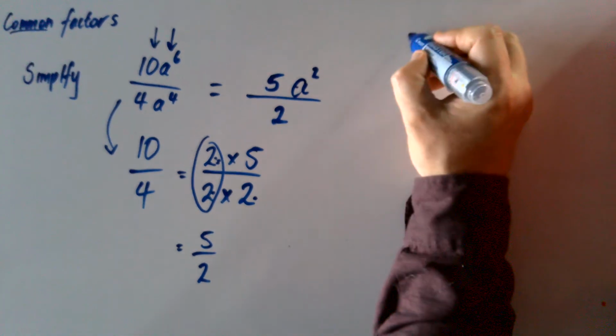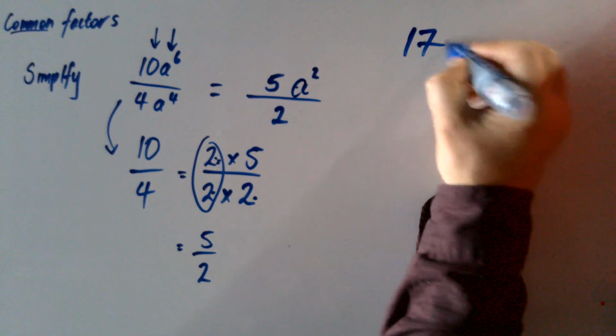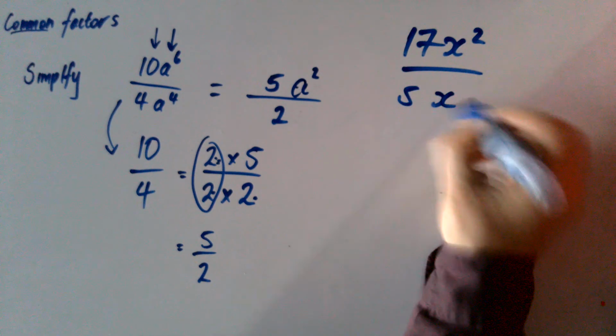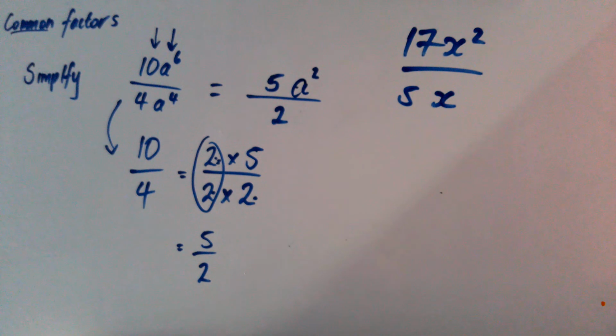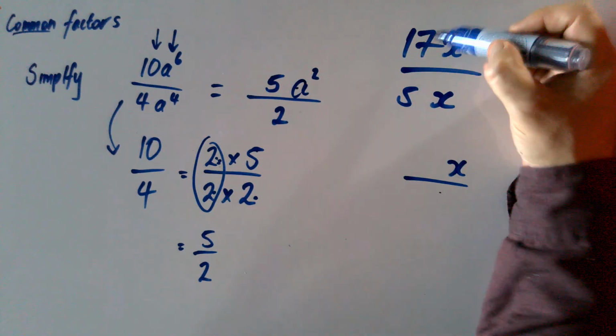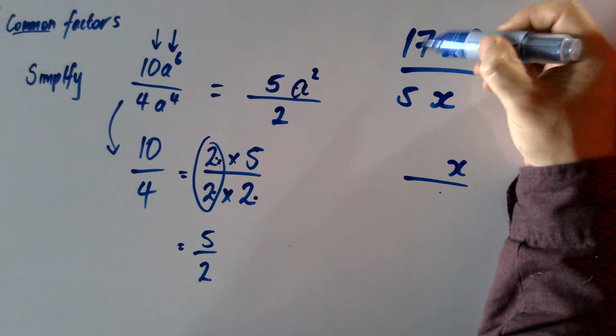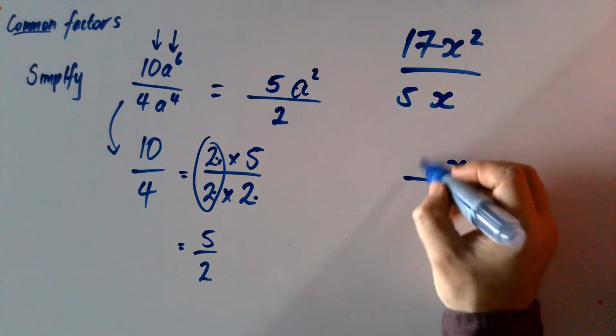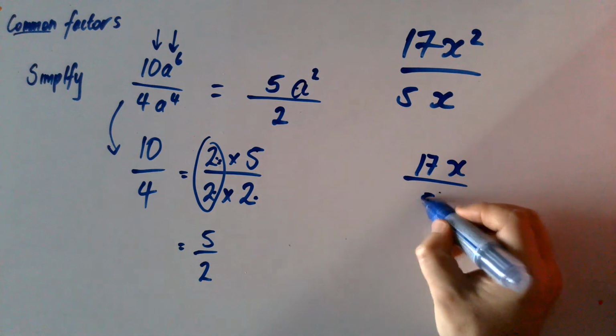So we have a look at something along the lines of, say, 17x squared on 5x. Now we've got another problem here, because if we do our indices we're going to be left with an x, but 17 and 5 don't share a common factor. So in this case we can't do anything. We can't do anything at all. We just have to leave it as 17 over 5.